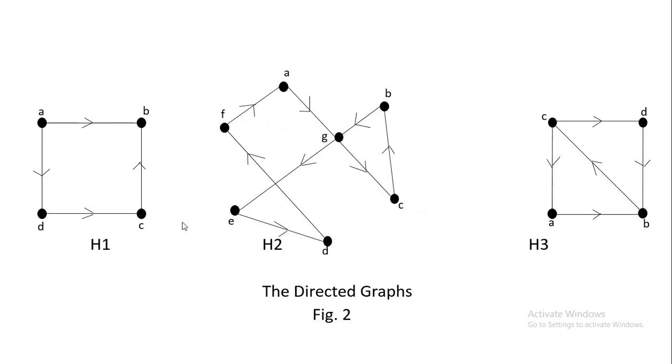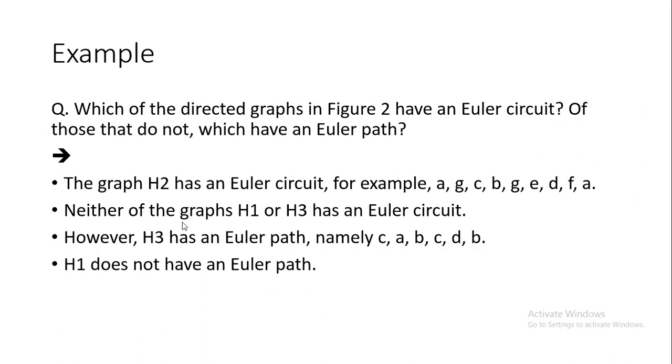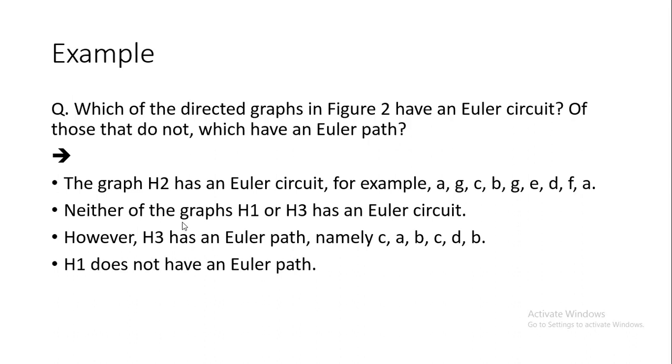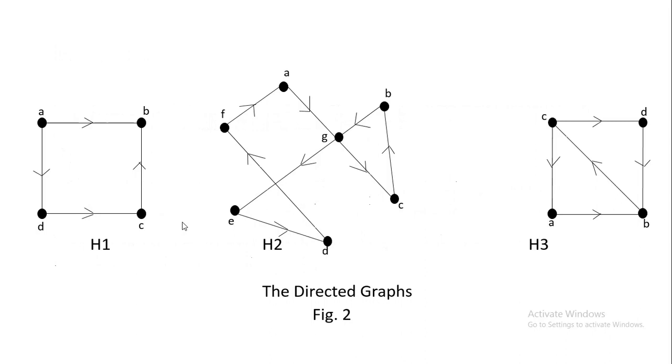See here, these are the directed graphs H1, H2 and H3. By looking at these graphs, you have to answer this question. Which graph has an Euler circuit? If that graph does not have any Euler circuit, then you have to find out whether that graph has an Euler path or not. Understood? So these are the directed graphs H1, H2 and H3. Graph H2 has an Euler circuit. See here, H2 has an Euler circuit.